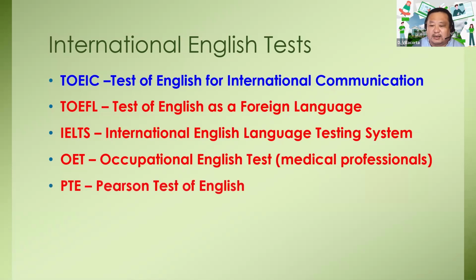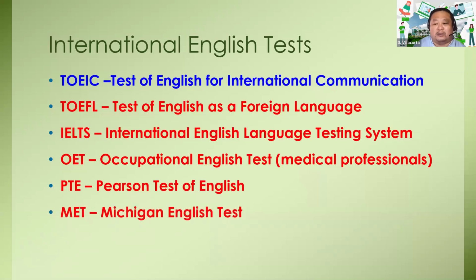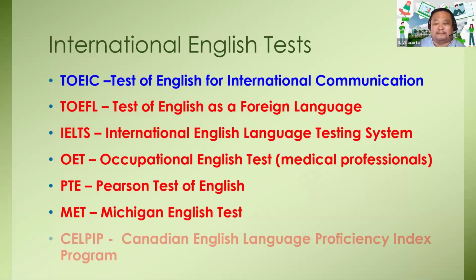Another test that is quite popular nowadays, which is completely online, is the Pearson Test of English. So this is also a high stakes test, and this is completely online. The results could be available in as quick as maybe a day or maybe just a couple of hours. The other one, which is a relatively new test, is the Michigan English Test offered in the United States, but this is also a high stakes test.